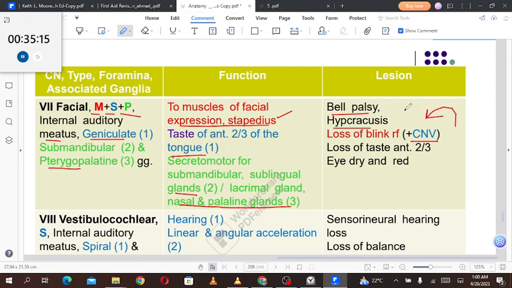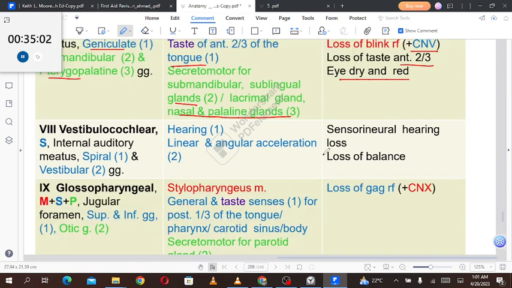We have seen previously that the efferent limb of the blink reflex is coming from CN7, while the afferent limb of the blink reflex is coming from CN5. Then there is loss of taste in the anterior two-thirds, and the eye will be dry and red. The eighth nerve is the vestibulocochlear nerve, that is purely sensory.